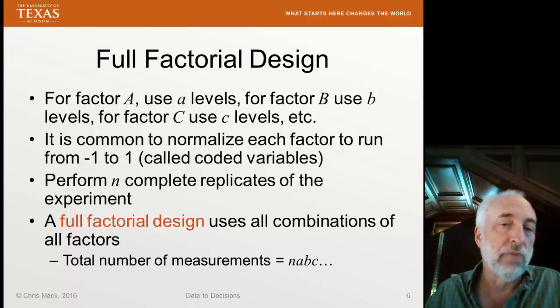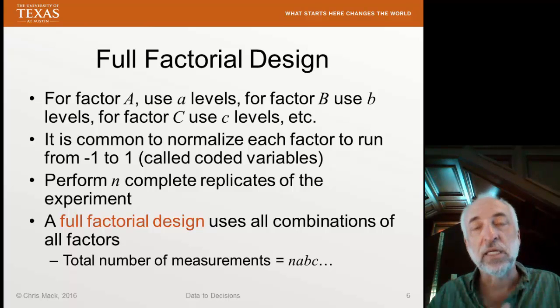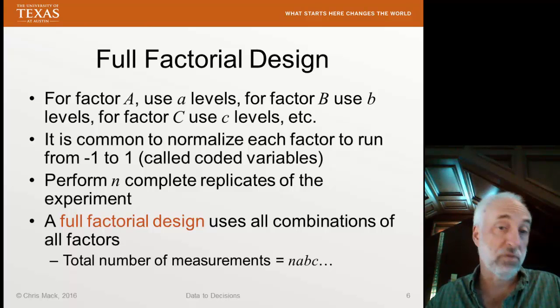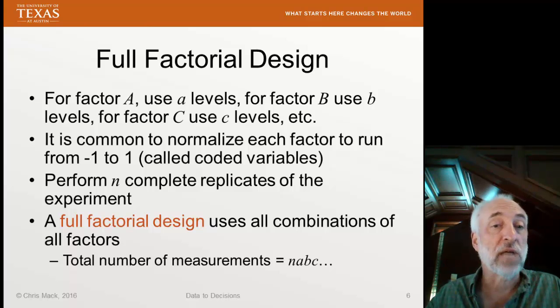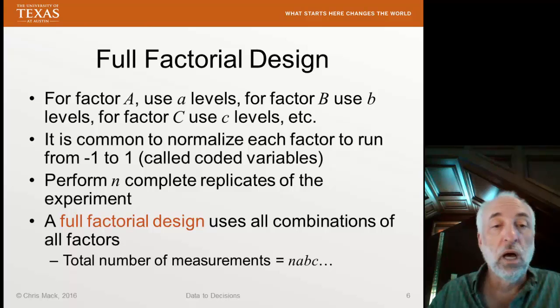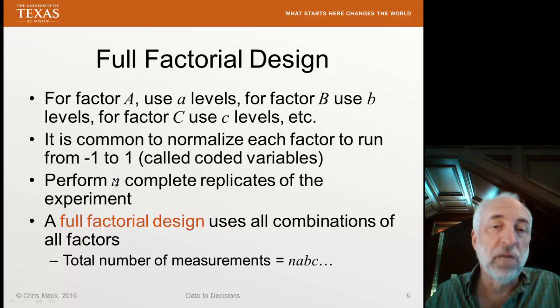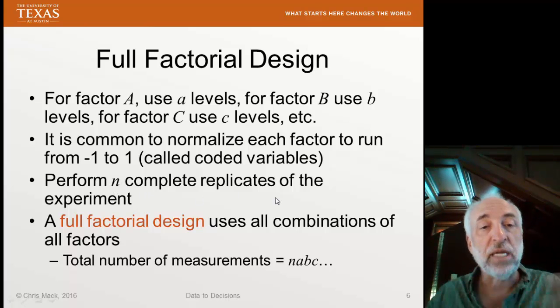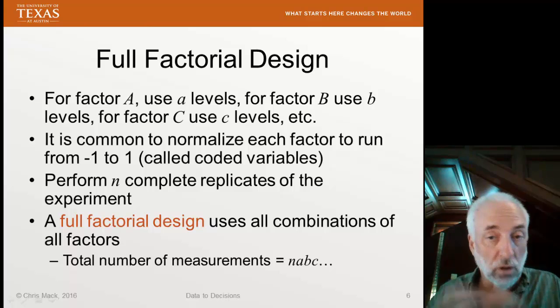They're simply centered and scaled to the range, kind of like the normalized or standardized variables that we've talked about in the past with respect to regression. But here it's standardized with respect to range. Then we're going to perform some number of replicates. Maybe n is 1, but n might be 2 or 3 or 4, where we completely repeat the entire experiment, called replicates.